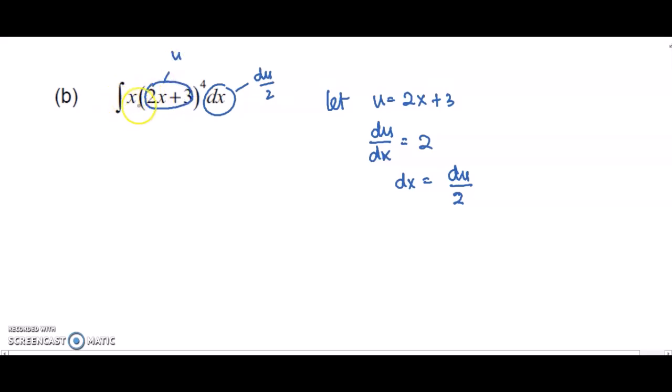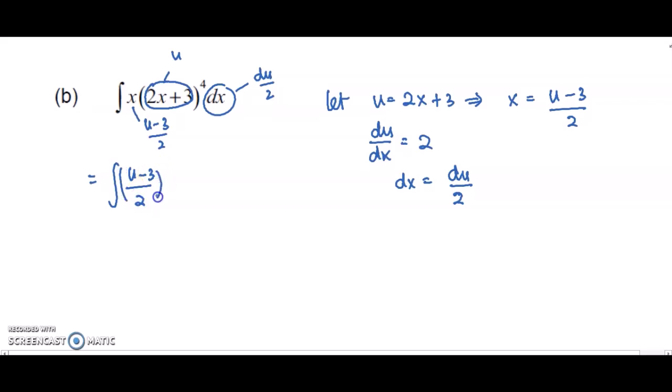And how about the x? The x here, I need to find from u equals 2x plus 3. I make x the subject, and I get x equals u minus 3 over 2. Meaning that later on, this x is going to be u minus 3 over 2. So now we can see that everything is in terms of u. We can just rewrite our function in terms of u.